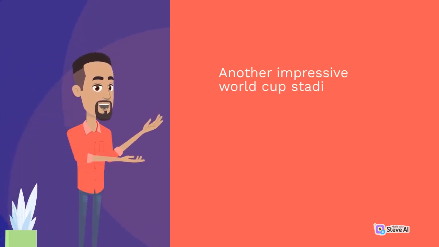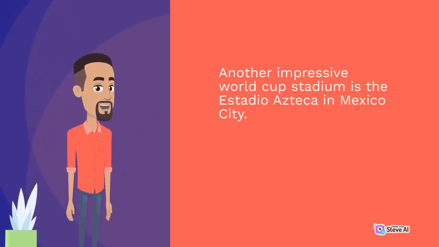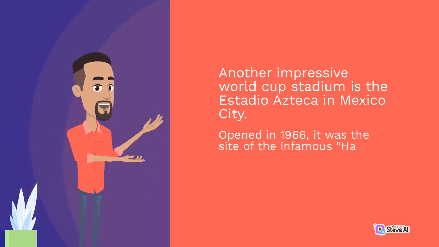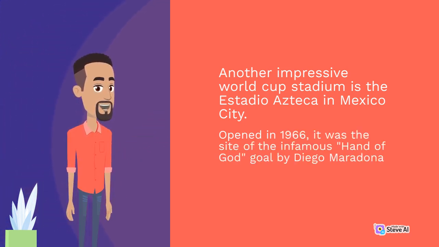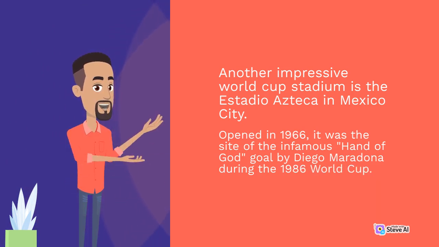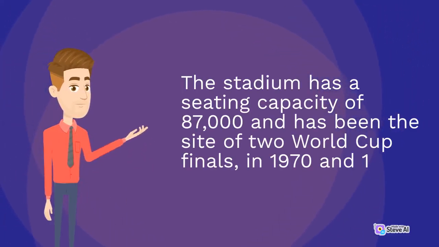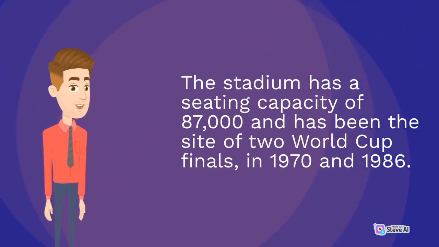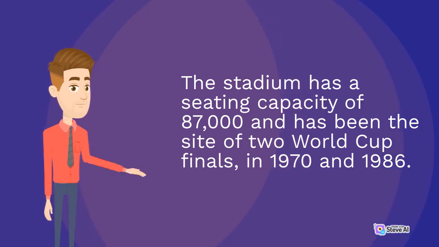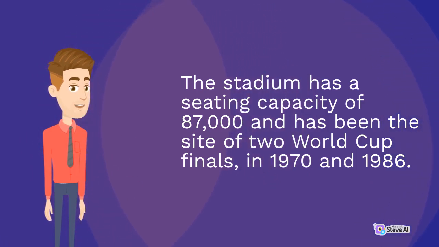Another impressive World Cup stadium is the Estadio Azteca in Mexico City. Opened in 1966, it was the site of the infamous Hand of God goal by Diego Maradona during the 1986 World Cup. The stadium has a seating capacity of 87,000 and has been the site of 2 World Cup finals, in 1970 and 1986.